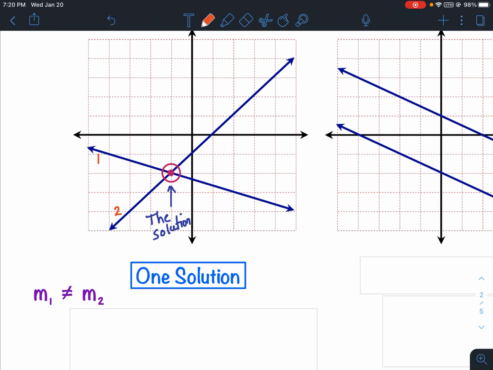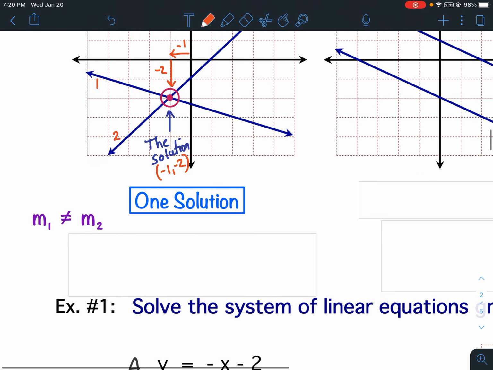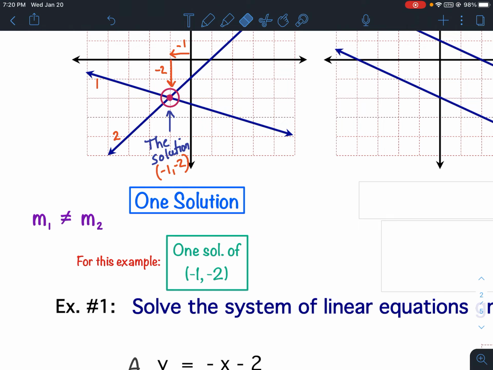What is the ordered pair of that point? Well, we go this direction, that's -1, and then we go this direction, that's -2. So the solution to this problem is (-1, -2). The way you write these answers, I know for multi-step equations, we just wrote one solution. But for these types of problems, when we're solving systems of equations graphically, not only are you going to mention that it's one solution, but you're going to say what the solution is. So for this example, it is one solution of (-1, -2).